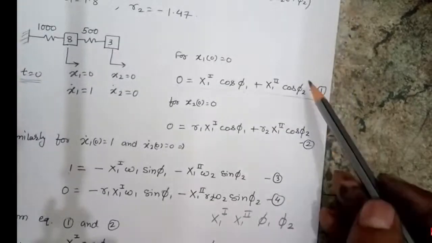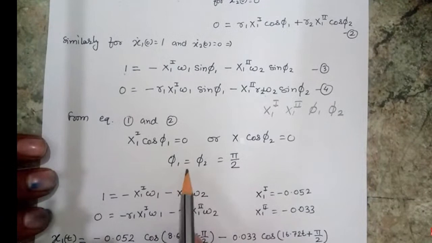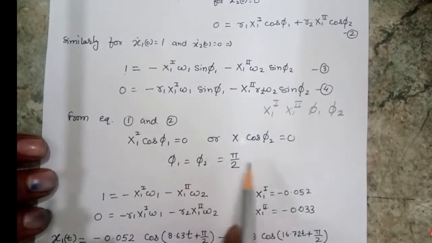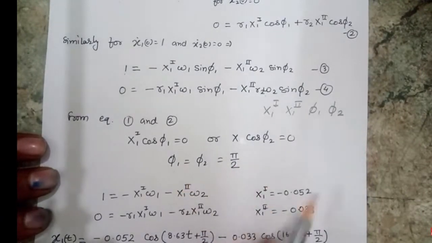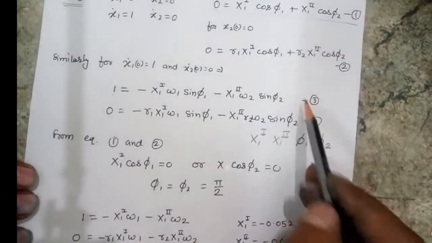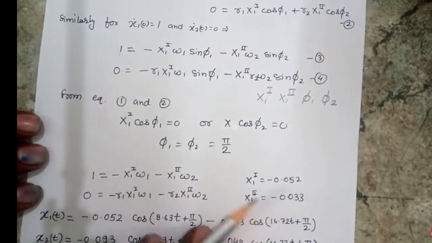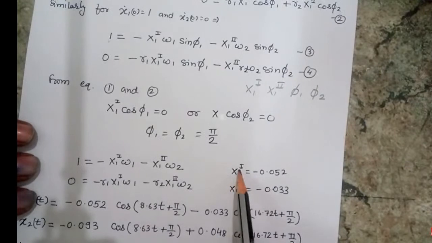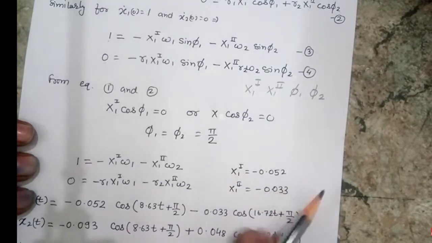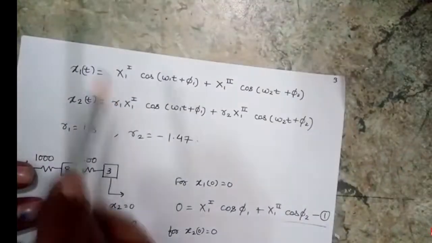When I solve the first two equations, I get phi 1 and phi 2 both equal to pi by 2. When I put these values of phi 1 and phi 2 into equations 3 and 4, I get two equations, and by solving them I get x1 for the first mode as minus 0.052 and for the second mode as minus 0.033.